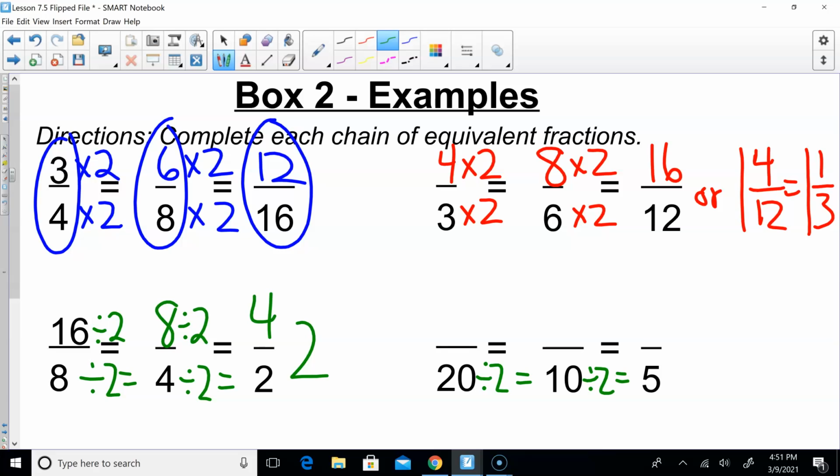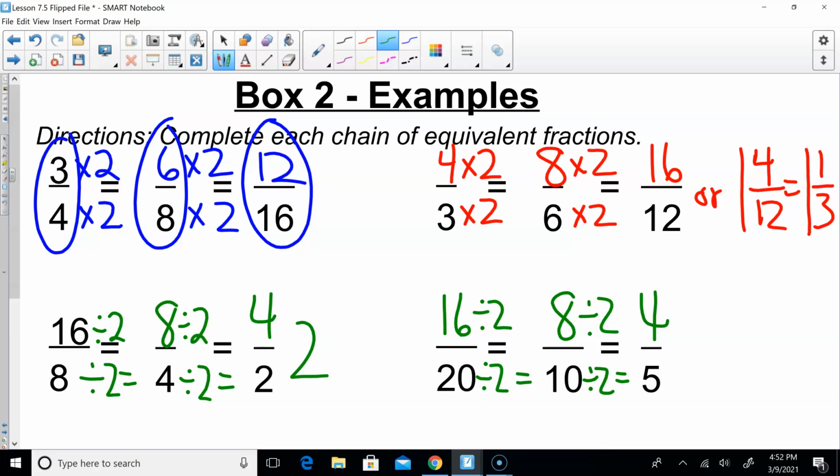Nope, I can't use 18 because 18 divided by 2 is 9, and 9 divided by 2 is 4 with a remainder of 1. That wouldn't give me a nice fraction because I can't have remainders in fractions. So I'm going to go with 16 because I know I can divide that by 2, as you see in the last problem, which should give me 8. And 8 divided by 2 would give me 4. So 16/20 is the same as 8/10 is the same as 4/5.